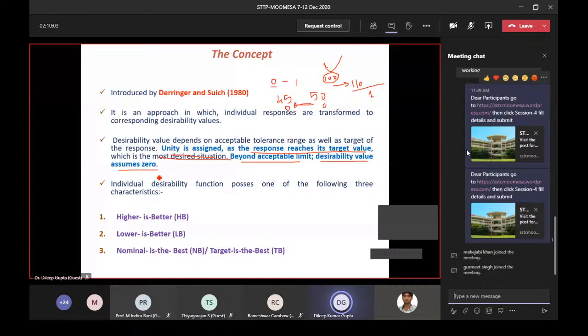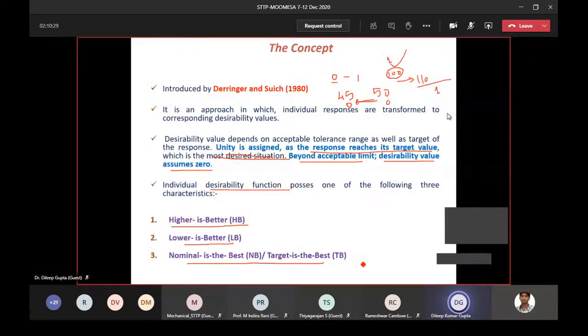So the desirability function possesses one of the following three conditions: higher is better, lower is better, and the third one is nominal is best or target is best. Higher is better and lower is better, as we have already discussed, like the cost. If you are talking about economy, the lower is better condition will always be preferable, and higher is better whenever you are talking about performance parameters, like higher efficiency, higher power output, and so on. The third one is nominal is better.